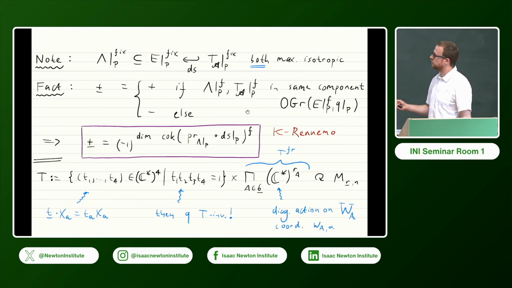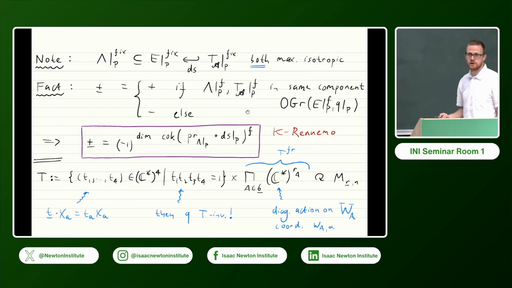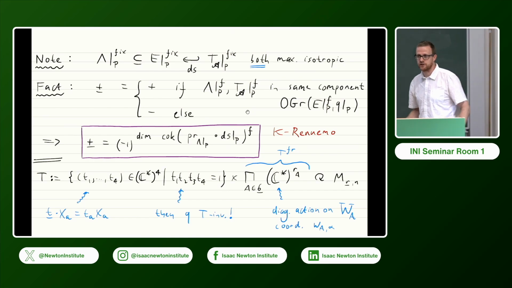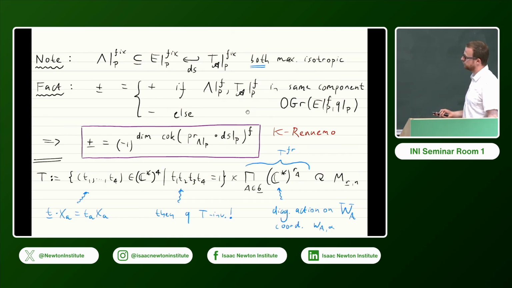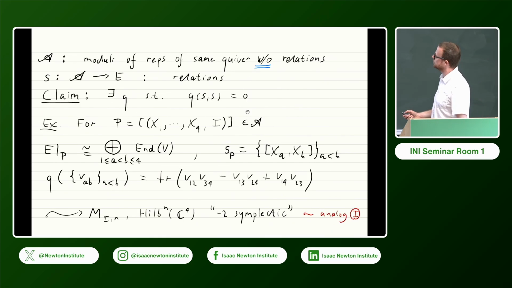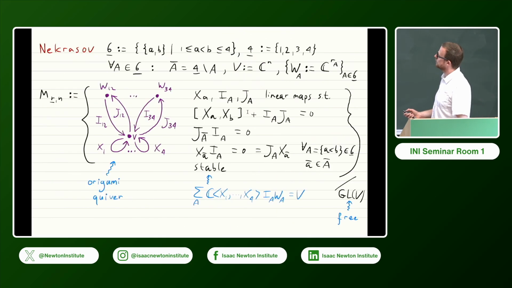So now we're going to make this concrete for the quivers we're looking at. First, we need an actual torus action on our quivers. So let T be the following torus. It's t1 up to t4 in C star. These t_i just act on the loops in this big origami quiver. Maybe just to remind you, here we have this quiver with these loops.